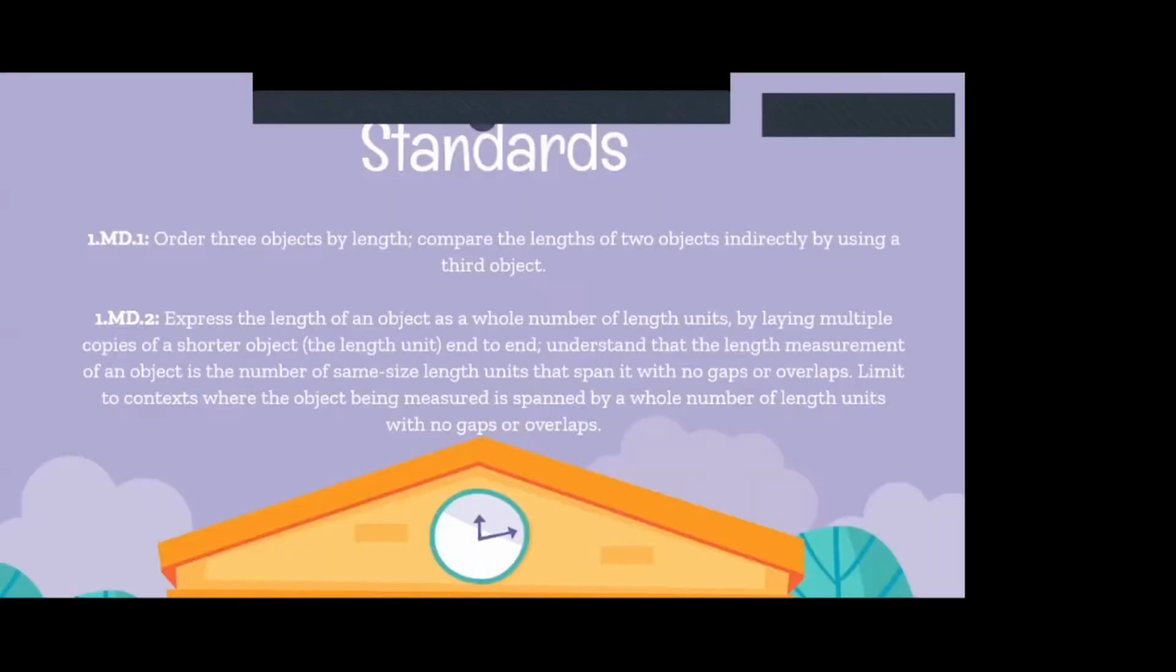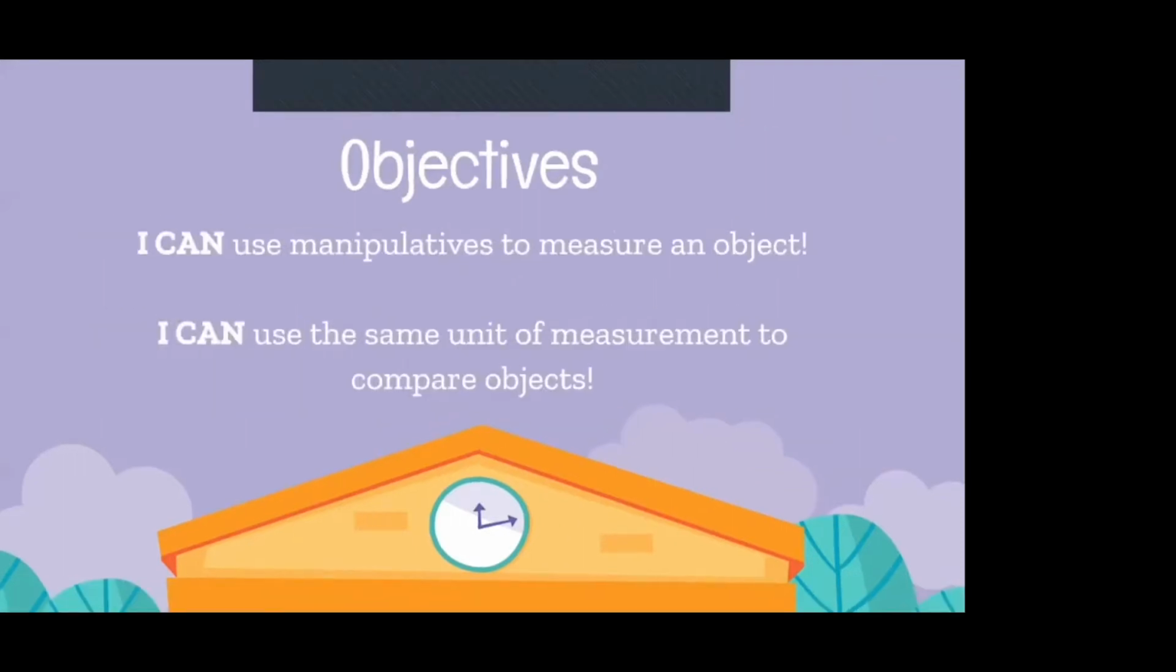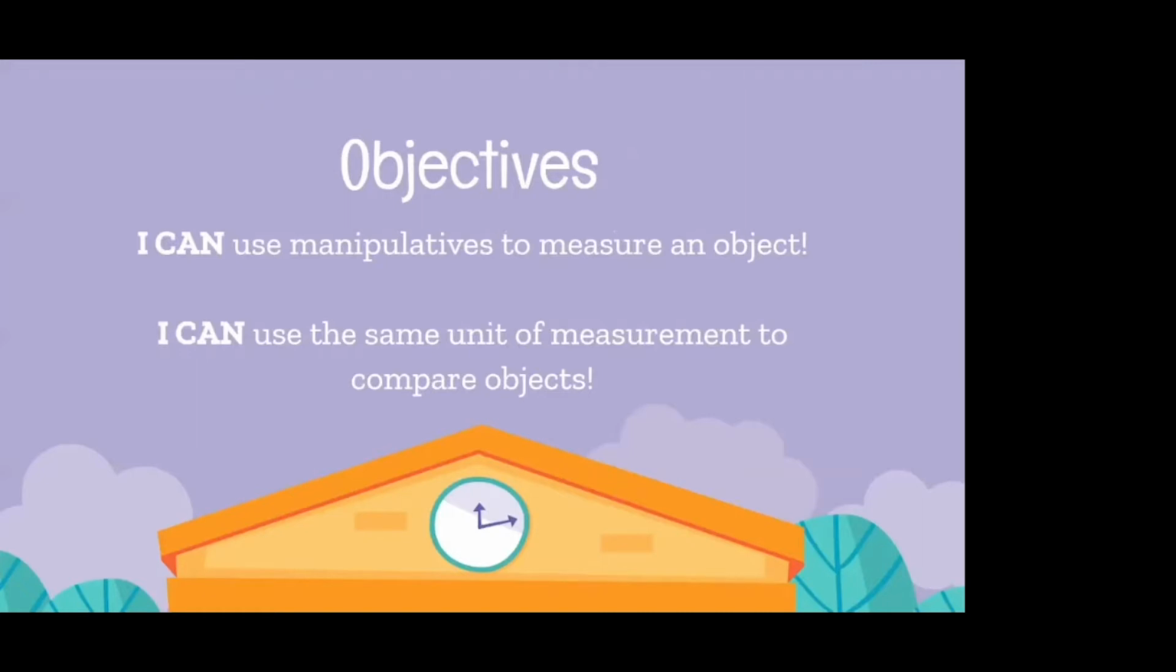All right, so our objectives, as always, I'm going to say it first, then we're going to say it together. I can use manipulatives to measure an object. All together, I can use manipulatives to measure an object. Nice job. Yes, we can do that. Up next we have, I can use the same unit of measurement to compare objects. All together, I can use the same unit of measurement to compare objects. So what does that mean? Well, guess what? We're going to get into it in just a second.